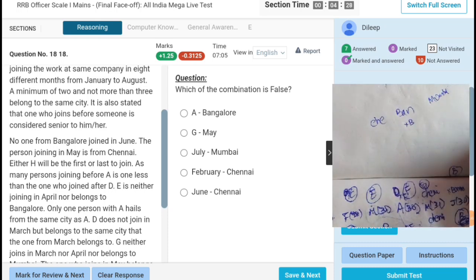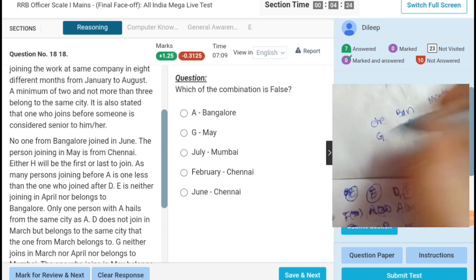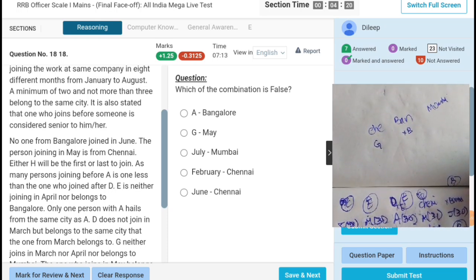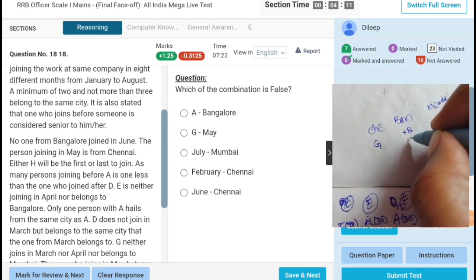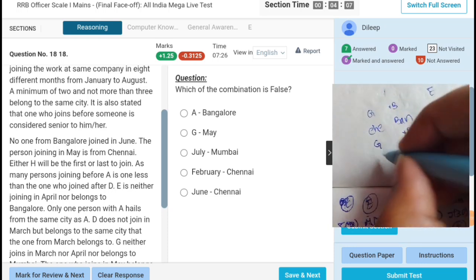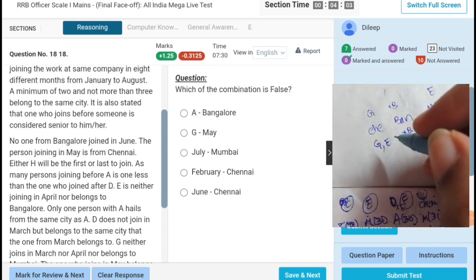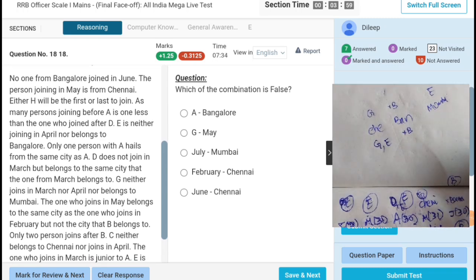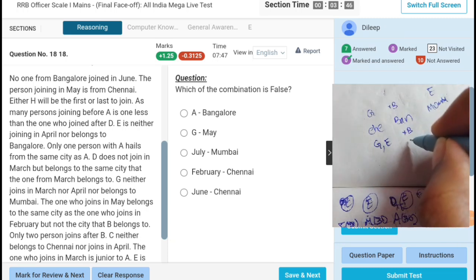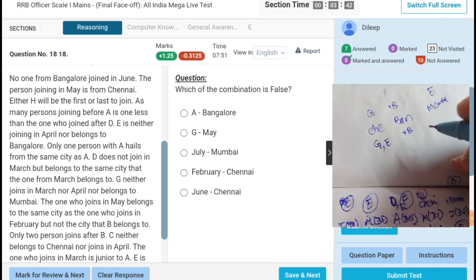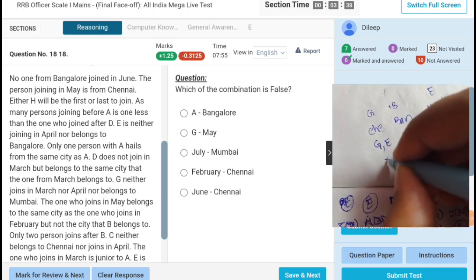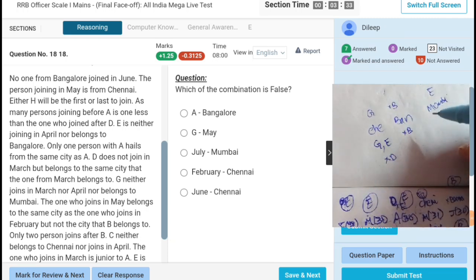The person who joined in May is from Chennai. G. As many persons before he is. He is neither April nor belongs to Bangalore. Only one person with A hails the same city as A. He does not belong to the same city as E. March. G is neither March nor April. Belongs to Mumbai.